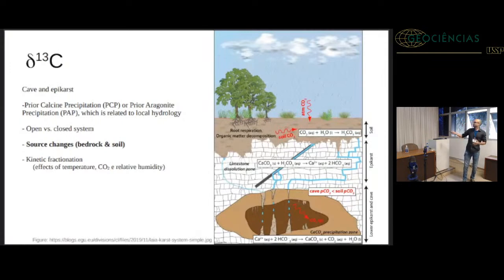But sometimes, like this is an ideal case, okay? You can have another source of carbonate on top of your cave, which could also provide a different isotope signature for your stalagmite. Depending on how much this contributes to your solution, you can have a different signal over time as well.